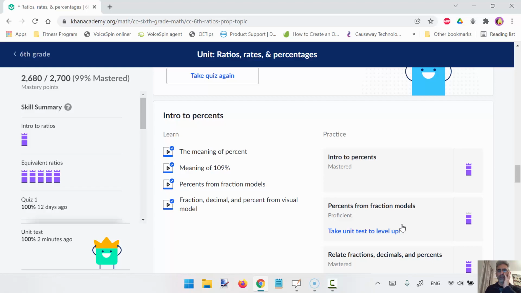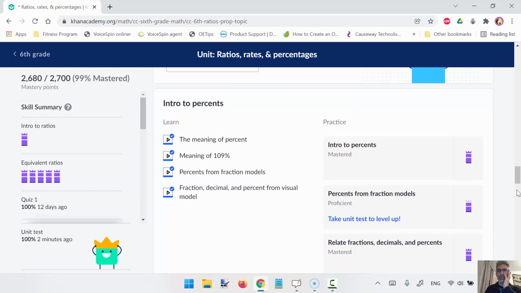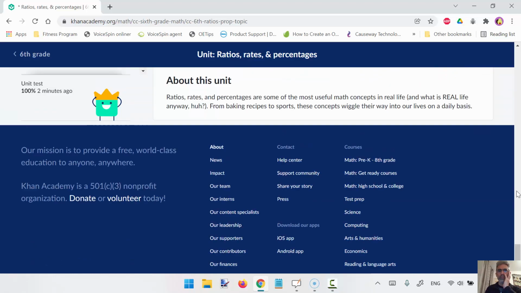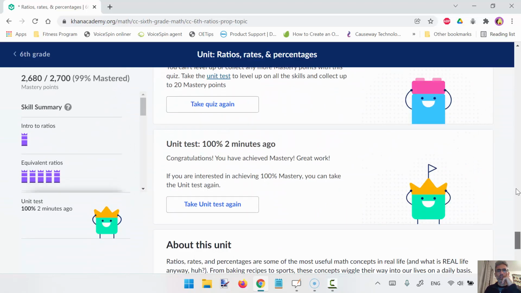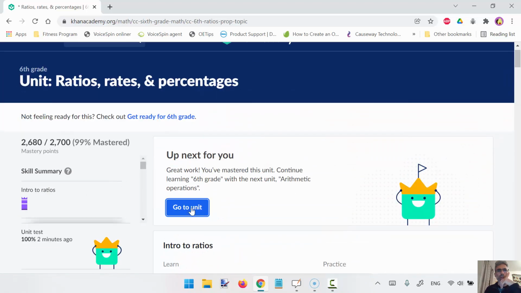Okay. So what's next? Okay, great. We have mastered this unit. Continue learning with the next unit, arithmetic operations. Okay, so this will be in the next video.